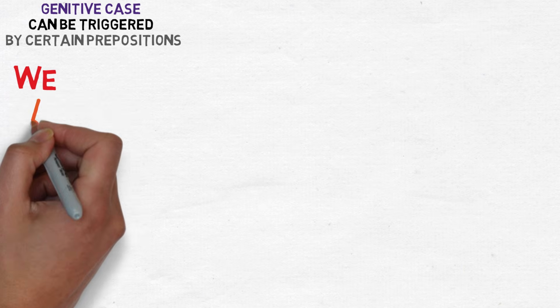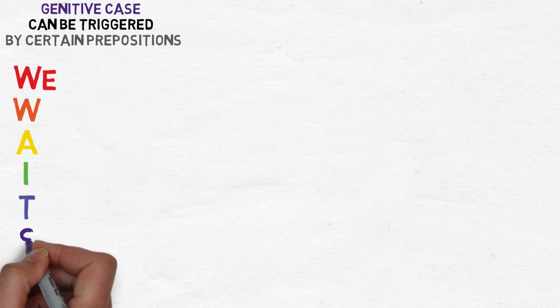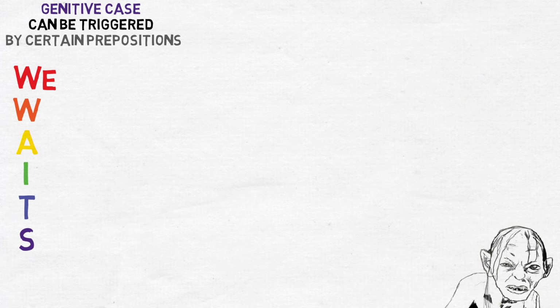For the genitive case, there's no easy acronym to use to memorize the prepositions, but I tend to use "wewaits", which, while grammatically incorrect, reminds me of Gollum from the Lord of the Rings films, and this helps me remember that the genitive is all about possession.